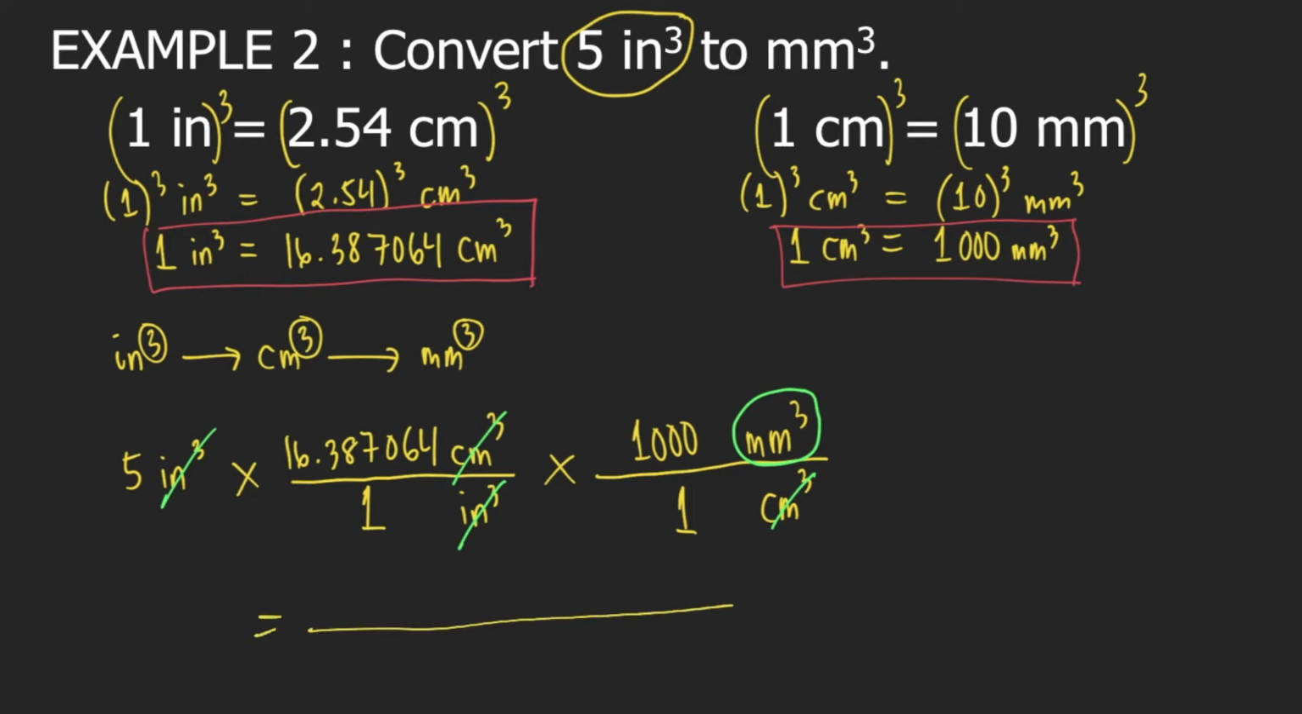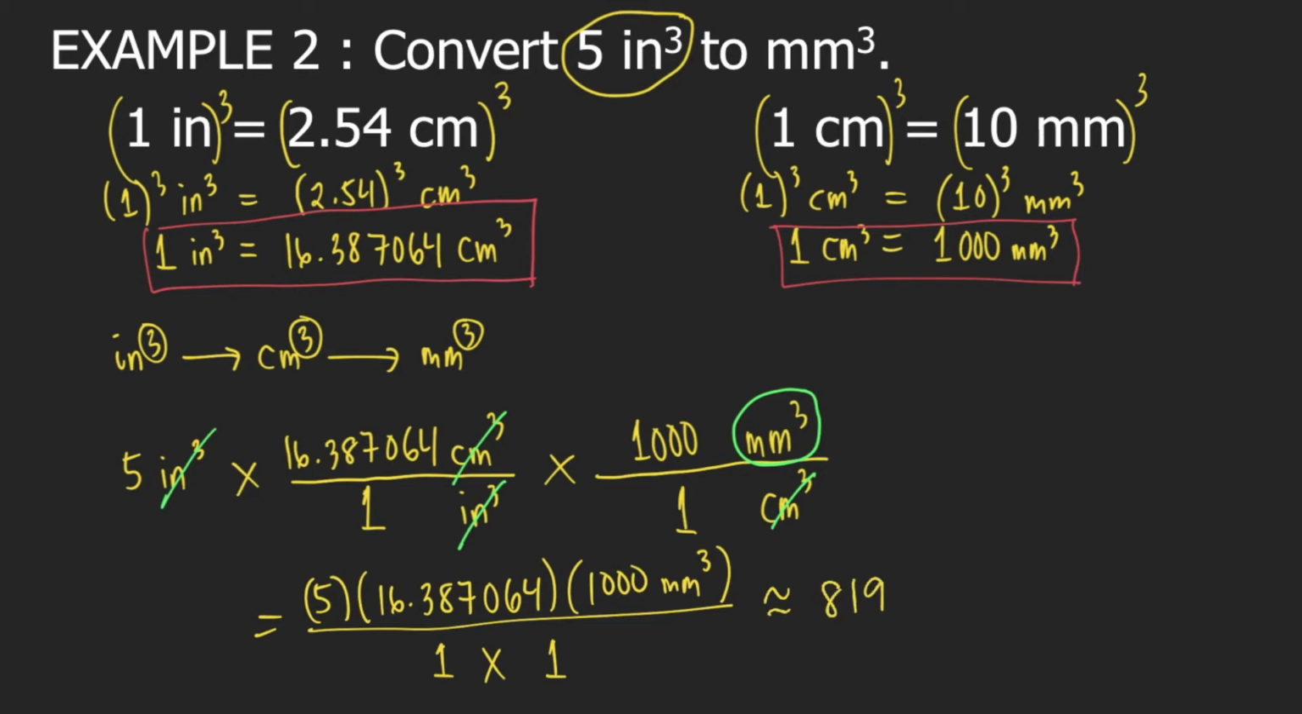So on top, we have 5 times 16.387064 times 1,000 mm cubed, and on the bottom we have 1 times 1. And if you solve this in your calculator, this is approximately equal to 81,935, and the unit would be cubic millimeters or mm cubed. And this is the answer to the question.